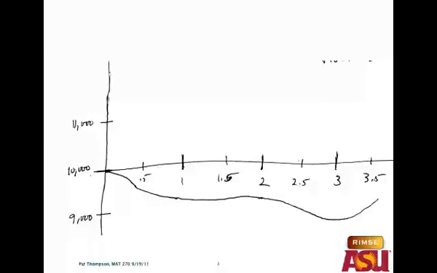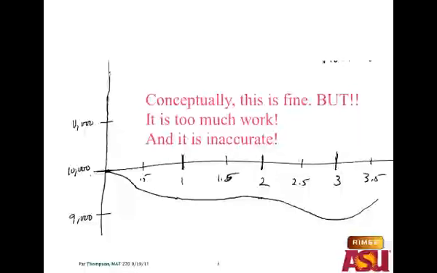Okay. And so then here's a graph of that. Very crude, okay, but that's based on that table that we just made. Okay, so conceptually this is fine, but it's way too much work, and it's inaccurate, right? We make some mistakes when we do that, and those rates aren't the true rates anyway, right?